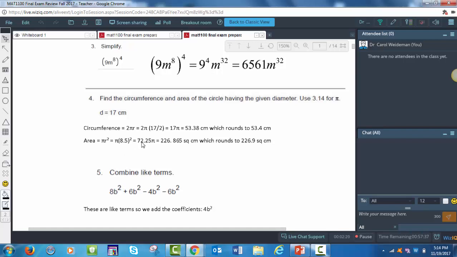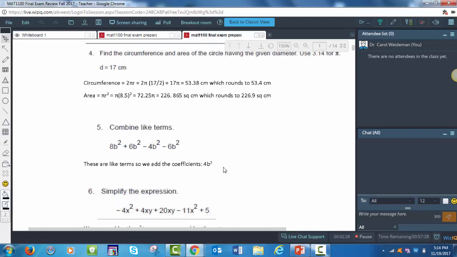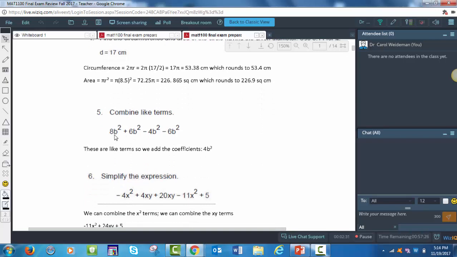We're going to square it first, 72.25, multiplied by pi, and we come up with 226.9 square centimeters. Combine like terms here. The terms are all the same, so we're simply going to add the coefficients. 8 and 6 is 14, minus 4 is 10, minus 6 gives us 4b squared.